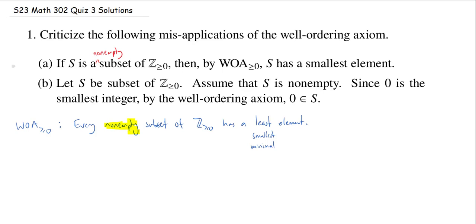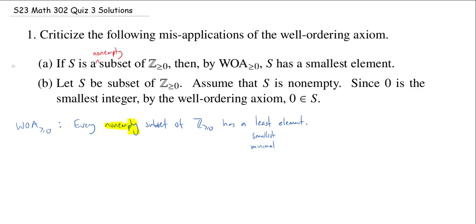All right, now let's see. B. Let S be a subset of the non-negative integers. They still didn't say non-empty. Oh, but wait, assume that S is not empty. Phew, okay, so it's not the same problem. Since 0 is the smallest integer, by the well-ordering axiom, 0 is an element of S.